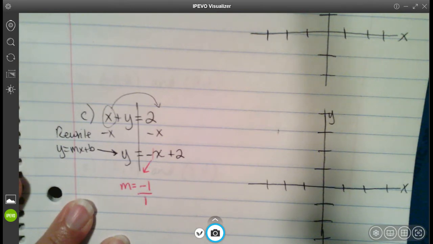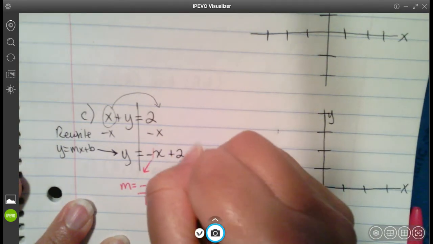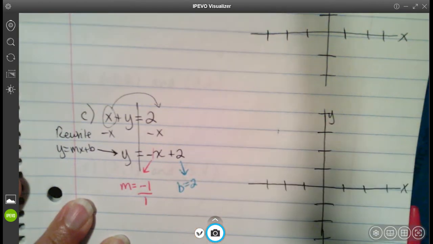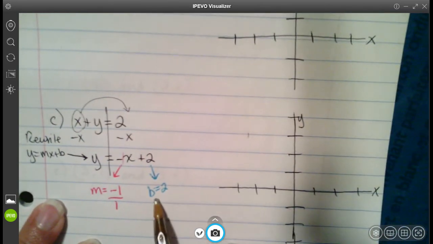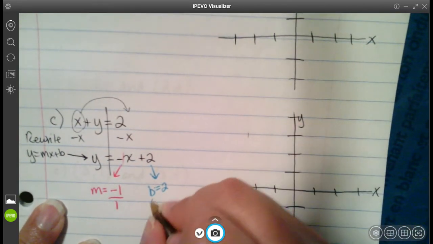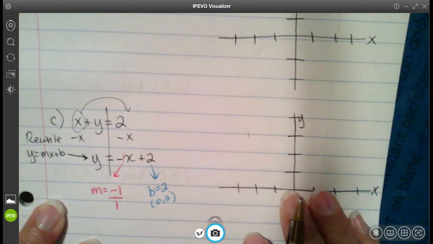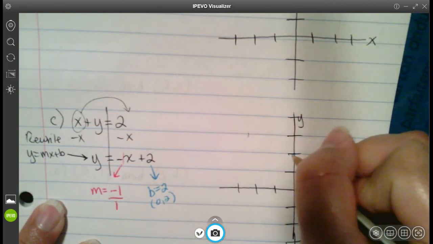Okay, and b is going to be this number. So b is equal to 2. And now it's just like the first example. Okay, so let's go ahead and plot our y-intercept first. So that would be at 0, 2. Okay, so that's going to be right here.